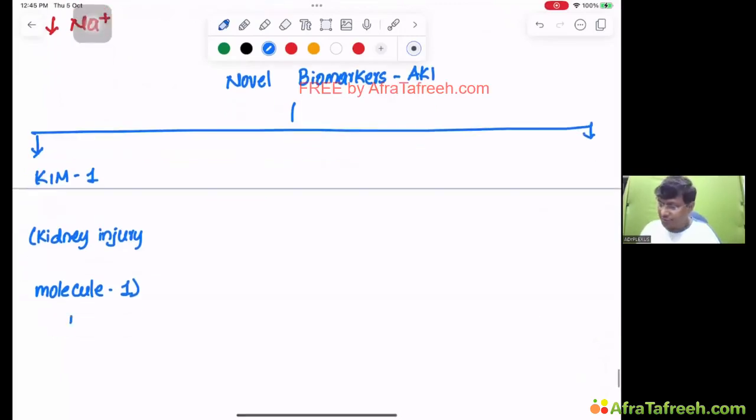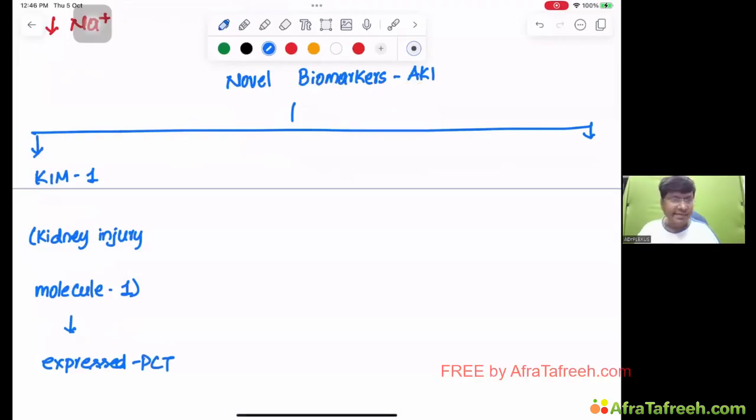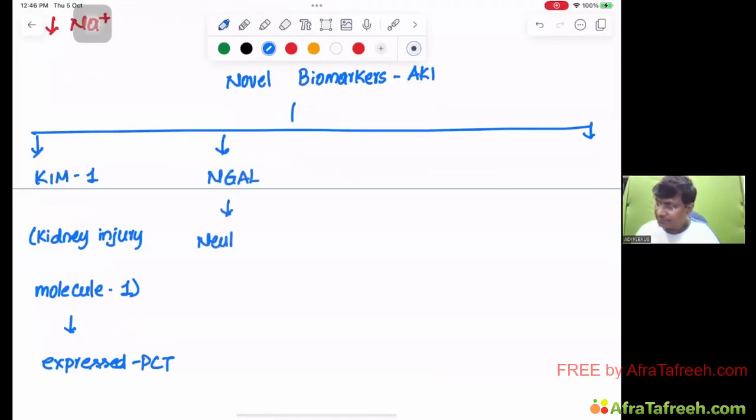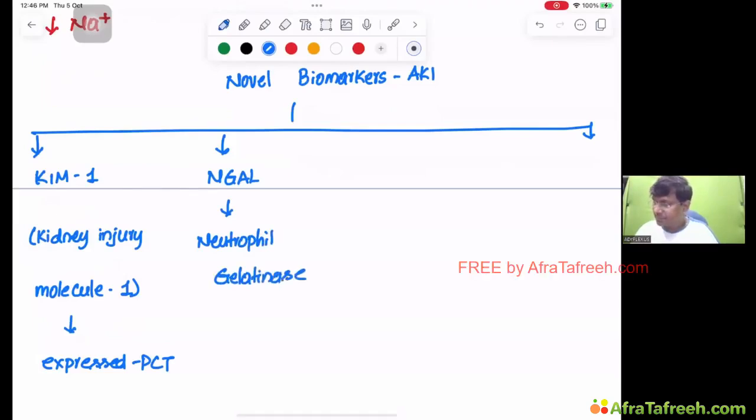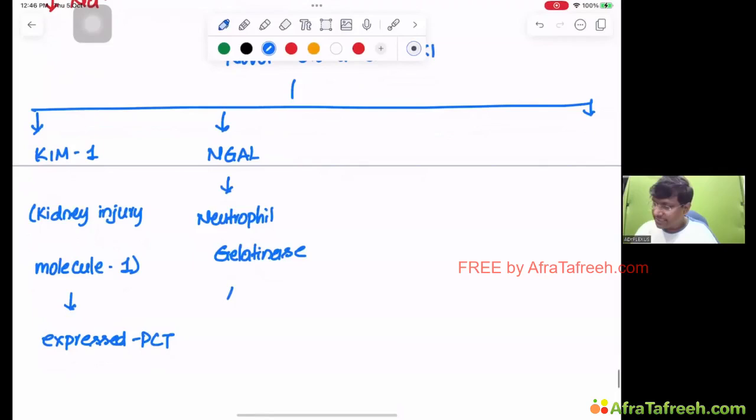Where is this kidney injury molecule 1 expressed? This is expressed in the proximal convoluted tubule. And the second important novel biomarker that is elevated and useful in assessment of acute kidney injury is neutrophil gelatinase associated lipocalin.